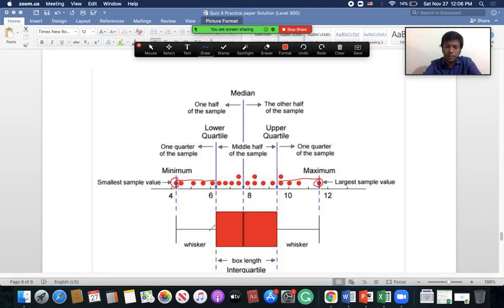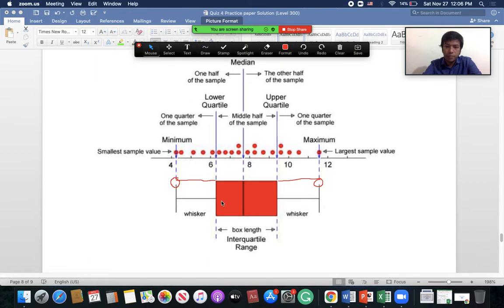This is the whisker. Length of the box, see, this is very important here. Length of the box is the interquartile range. So when you find out the interquartile range in question number 1, we have tried to find out the interquartile range. What does it mean? It means the length of the box. In the box and whiskers plot, what is the length of the box? You will find that out from the interquartile range.